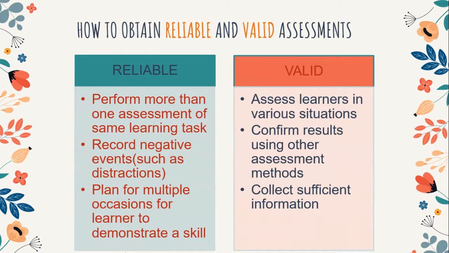Now, how do we obtain reliable and valid assessments? And they kind of go hand in hand, even though your textbook does put them in two categories, but you'll see they're very similar. So for reliability, we're looking at performing more than one assessment of the same learning task. You can also record any negative events that happen, such as if there are distractions, or maybe the child says that they're feeling unwell, and you can take that into consideration. You also need to plan for multiple occasions for learners to demonstrate that skill.